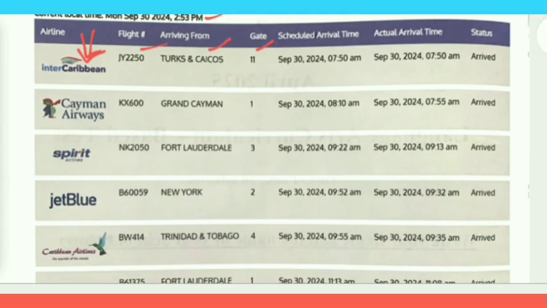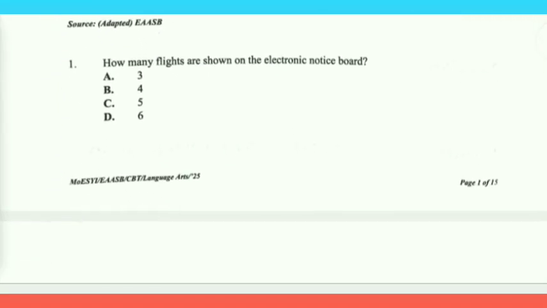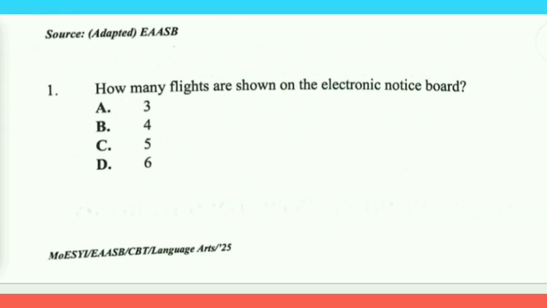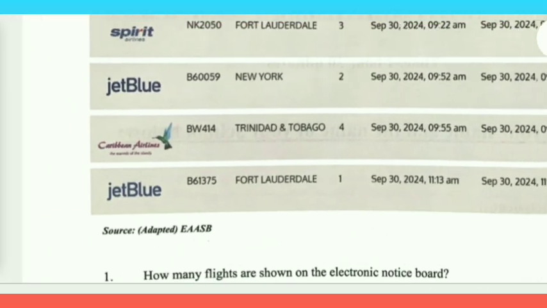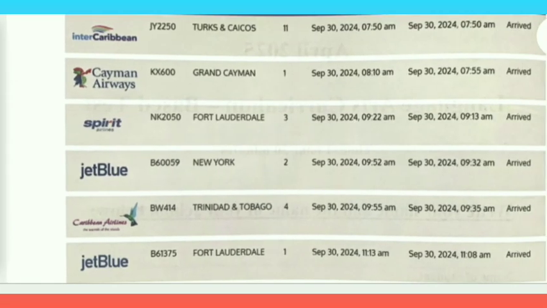So let's go. We're looking at it carefully because you were told to examine it carefully and then use it to answer the items. So let's look at number 1, then we scroll back up to find what we need. How many flights are shown on the electronic notice board? All right, so let's go. How many flights? You have more than 2 ways you can look at it, because all of them are showing you the number of flights.